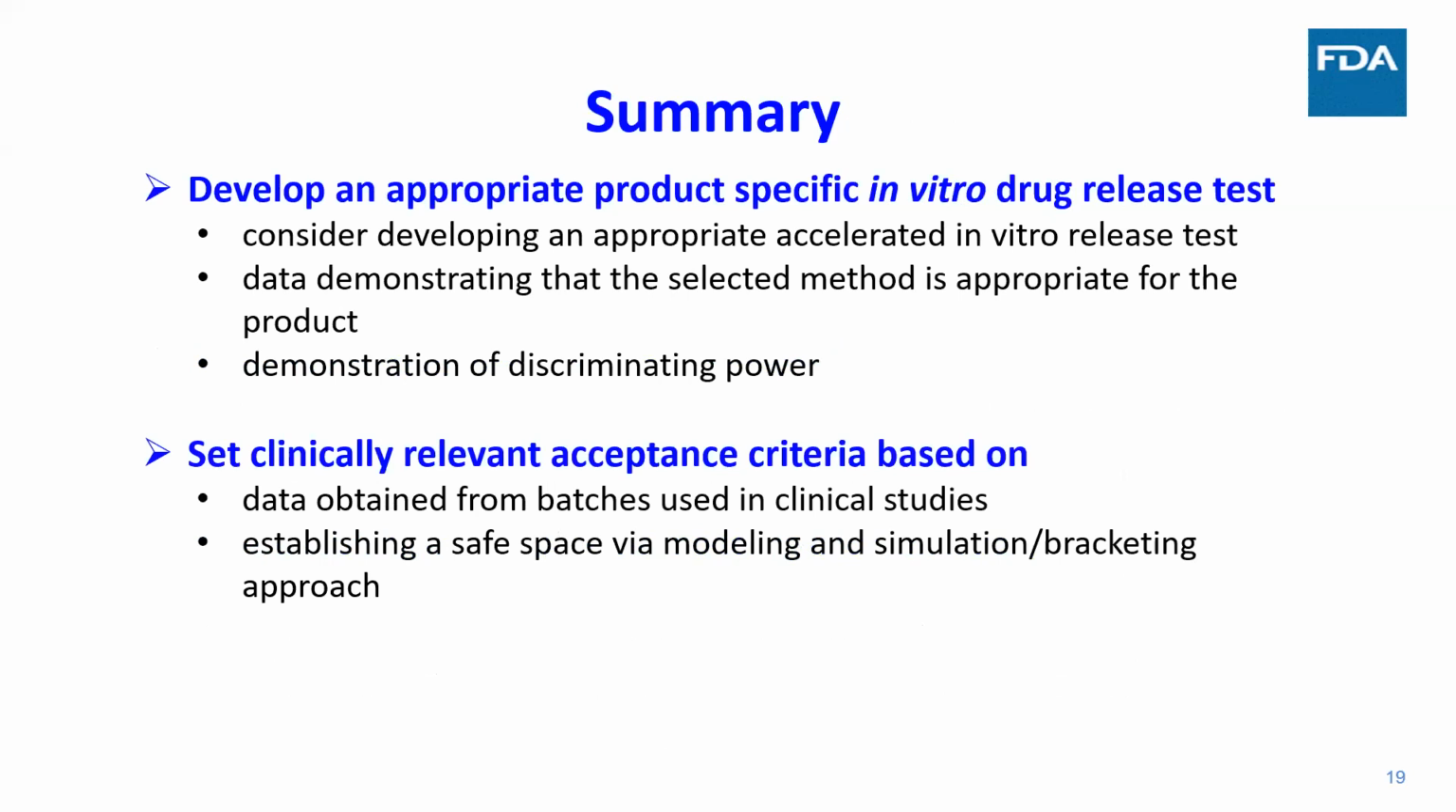So in summary, we recommend developing an appropriate product-specific in vitro drug release test for vaginal rings. We also recommend developing an appropriate accelerated test along with the real-time drug release test. And data demonstrating that the selected method is appropriate for the proposed drug products should be submitted. And also data for demonstration of discriminating ability should be submitted. And we recommend setting clinically relevant acceptance criteria based on data obtained from batches used in clinical studies when an in vitro in vivo link is not available, or setting the acceptance criteria by establishing a safe space by modeling and simulation or a bracketing approach.